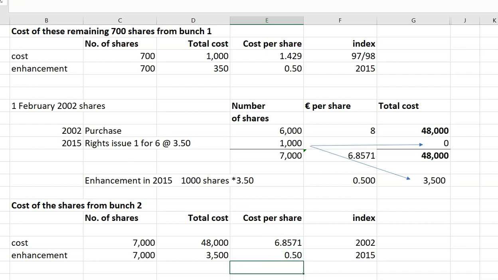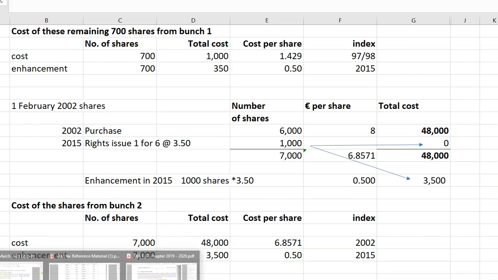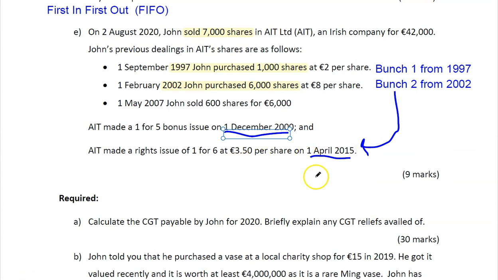After doing that, the next thing to do is the sale transaction. So come back to the question. We know our bunch one, so now we know we have 700 shares in bunch one. The first in, first out basis means we're going to sell 700 of bunch one to reduce that to nil, and then the balance will be from bunch two. It's important always to do two separate CGT calculations. So you never mix up bunches of bananas, never mix up bunches of shares or portfolios of shares.